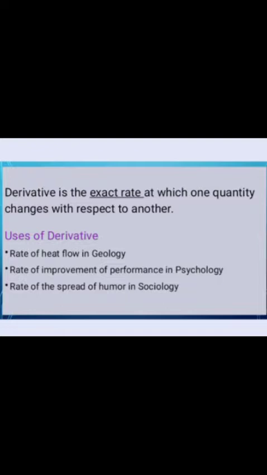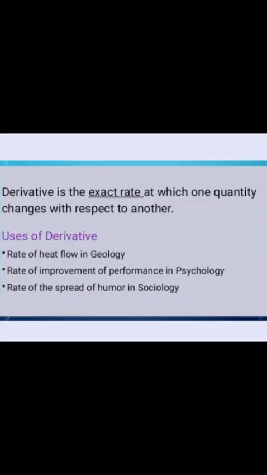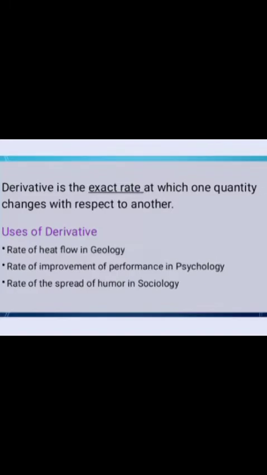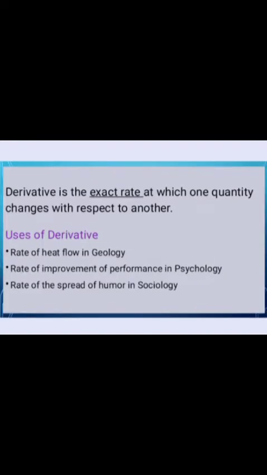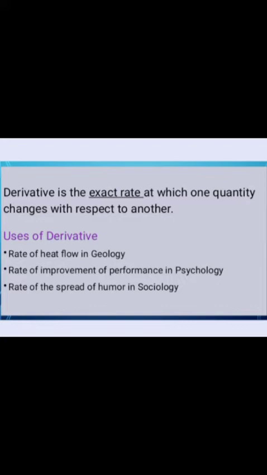And derivative was being applied in finding the rate of heat flow in geology. It is also being applied in finding the rate of improvement of performance in psychology and in rate of the spread of humor in sociology.